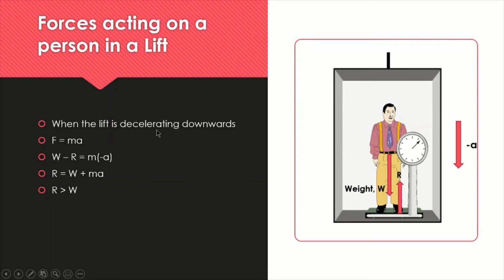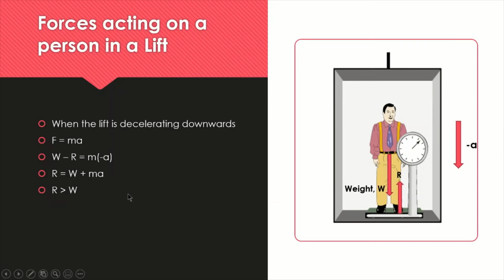If it is decelerating downwards, the acceleration is negative. So substitute A with negative: W minus R equals m bracket negative a. By rearranging, we get R equals W, and bringing this over, the negative becomes plus. So R equals W plus ma. Wow, R is now more than W.